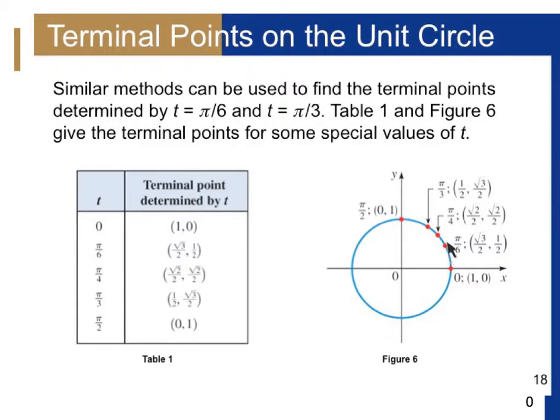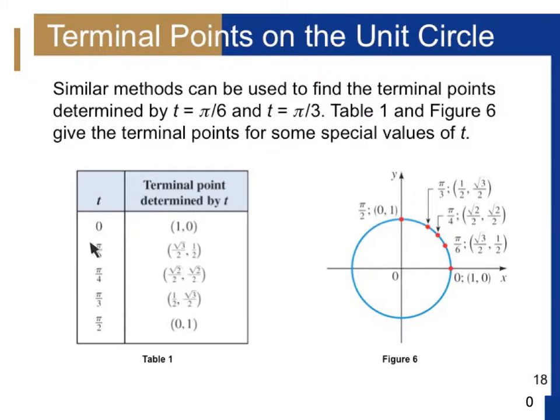Here we have square root of 3 over 2 and square root of 1 over 2, but we write it as 1 over 2. That's pi over 6. That would be a third of the way up here, a third of the way on that first quarter. Pi over 3 would be 2/3 of the way, and that gives us square root of 1 over 2, or 1 over 2, and square root of 3 over 2. And we know these terminal points for 0 and pi over 2. We already did those, right? I'll show you how we get those in class.